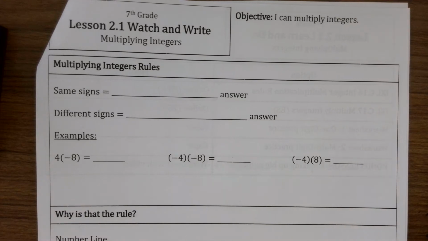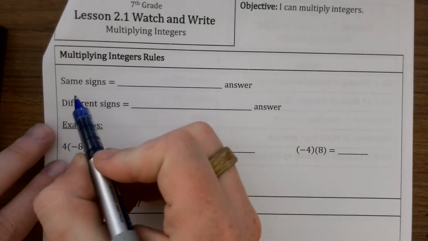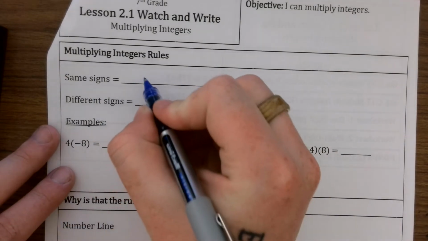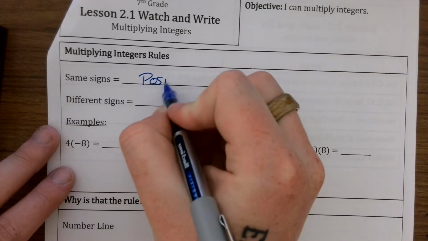All right, welcome to lesson 2.1, where we're going to talk about multiplying integers. Multiplying integers is so much easier than adding, subtracting, etc. There's only two rules. If you are multiplying integers with the same signs, you are going to have a positive answer.